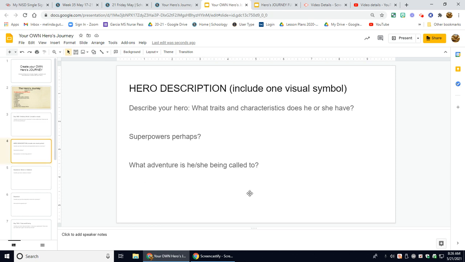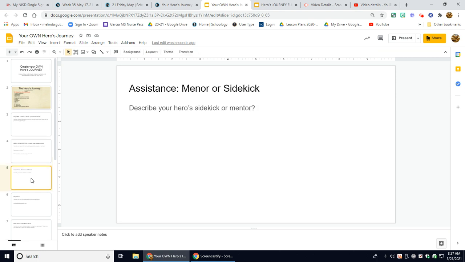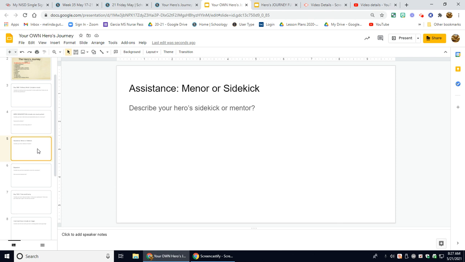And then you're going to describe your hero, and I'd like for you to include some sort of symbol that would represent your hero. What traits and characteristics does he or she have? Do they have any superpowers, or maybe they haven't found out their superpowers yet? They have to meet their mentor first. What adventure is your hero being called on? What is the conflict in the story that your hero is trying to resolve? Does your hero have a mentor or a sidekick?